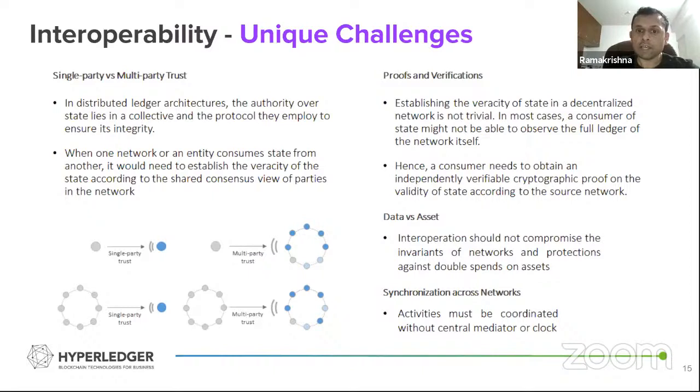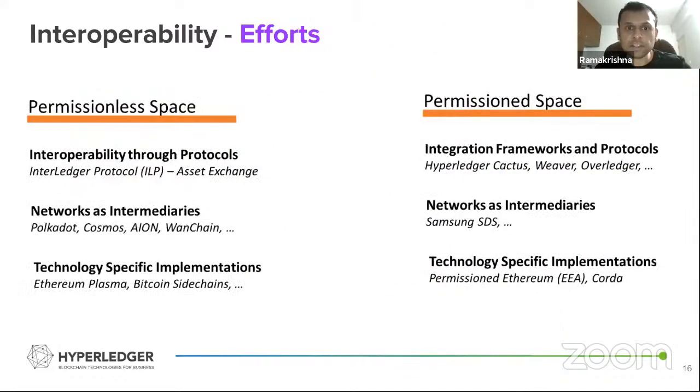So the notion of data versus asset is important, because that impacts what protocol you would use for interoperation. For example, if you want an asset to move from one ledger to another, it'll have to disappear from the source ledger. If you want to copy data from one ledger to another, it won't disappear. You just need to copy it, but additionally, you have to provide some assurance that it was valid state. Also, these activities must be coordinated without any sort of central mediator or clock, so we cannot assume that the two networks are synchronized. Okay, so these are technical challenges, and now we can go to the project details. Let's skip this in the interest of time, Peter, and we can maybe talk about this towards the end.